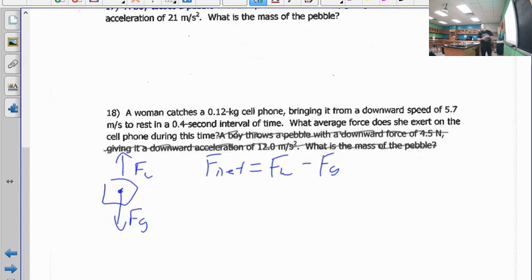So let's look at the rest of the problem. Somehow we want to use Newton's second law here. The problem doesn't tell us a force. It doesn't tell us an acceleration directly, but we can figure out that acceleration. What do we have? Acceleration is delta v over delta t, right? What's our delta v here? What's the final velocity of our cell phone?